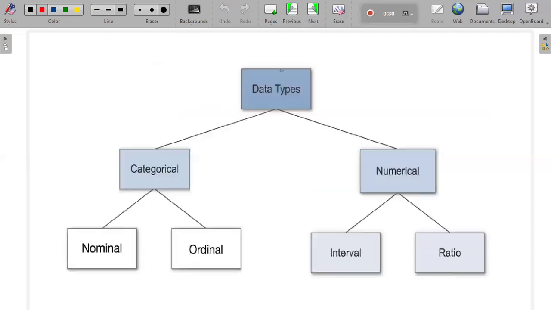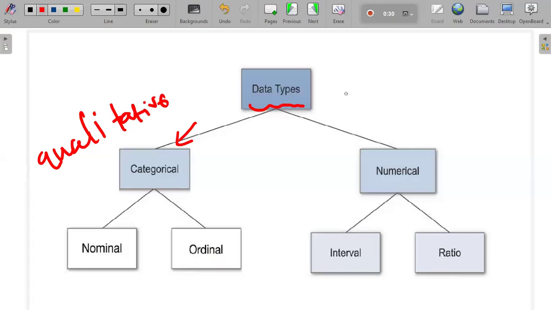And then we move to talk about the types of data now. You can see this flow chart that I've put on the screen. That is going to help us understand the types of data that we have. So data types I've written there. This data is divided into two. We have what we call categorical. This categorical here is also called qualitative. And then we have numerical, which is also called quantitative.